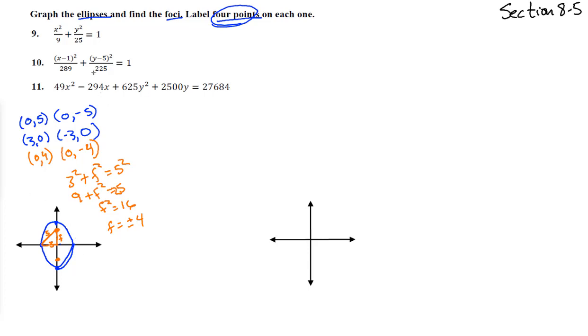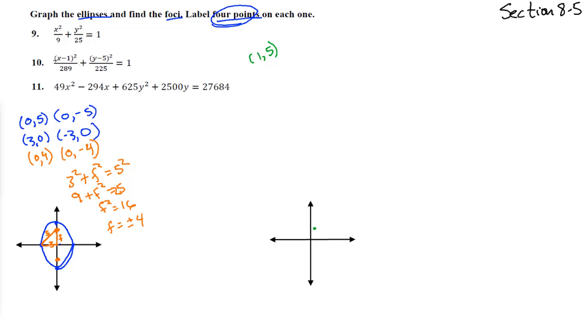Now let's do the second one, number 10. So you can tell this is like x squared over 289, y squared over 225, but it got moved. It got moved 1 to the right, so 1 over, and 5 up. Just like circles do, there's the center, 1, 5. So everything goes off of 1 up 5, that guy right there. So I'm going to write him up here for reference. He's actually not part of the graph, but that helps.